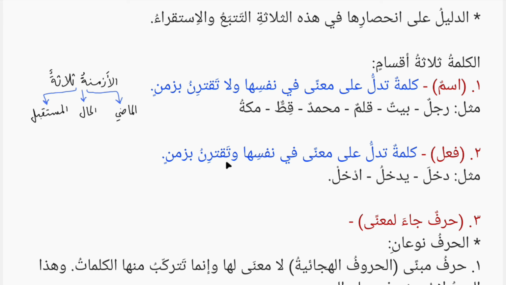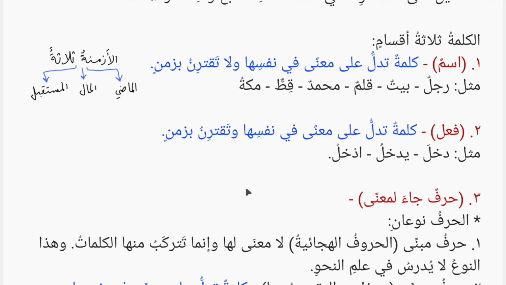وتقترن بزمن. But the difference between ism and fi'l is that fi'l, it indicates a meaning on its own, but it has an association to time. It has a connection to time. It will either refer to the past, the present, or the future. So if you look at these examples, دخل, he entered. When? In the past. يدخل, he's entering. When? Now. udkhul, enter, I'm telling you to do it. When are you going to do it? After I've spoken to you. So it's mustaqbal. Okay, that's fi'l.